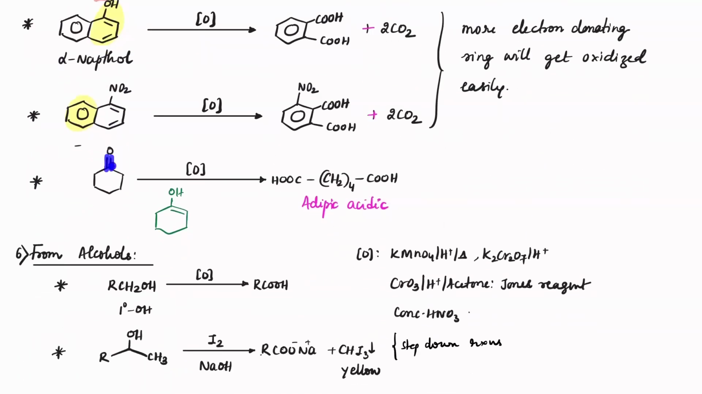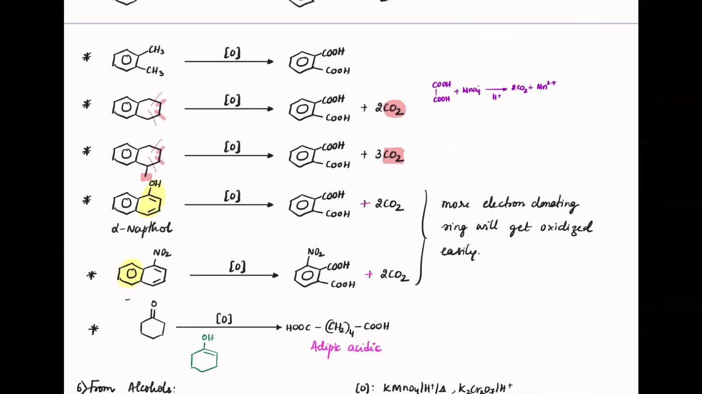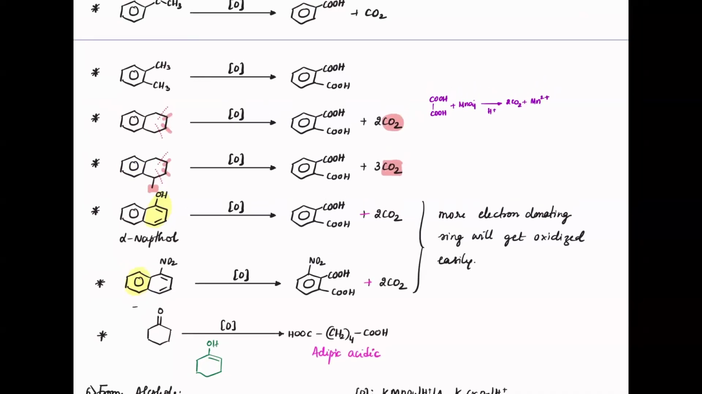Cyclic ketones will also break very easily, and they will break to form this acid. It's a 6-carbon acid, which is called adipic acid. Okay, all these are side chain oxidations. If you may recall, we have done this same thing in benzene already.